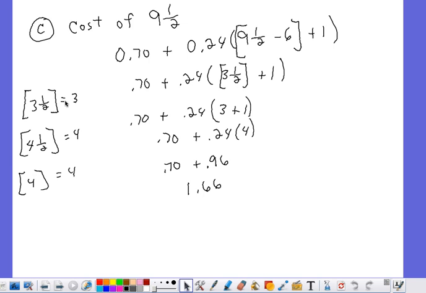Over here I have some examples of greatest integer function. The input, then the output here. So here I have 3.5, which this will be 3. So greatest integer less than or equal to that value. So it's 3 plus 1, which is 4. Do the math, multiply those out, and we have $1.66. That is it for that problem.